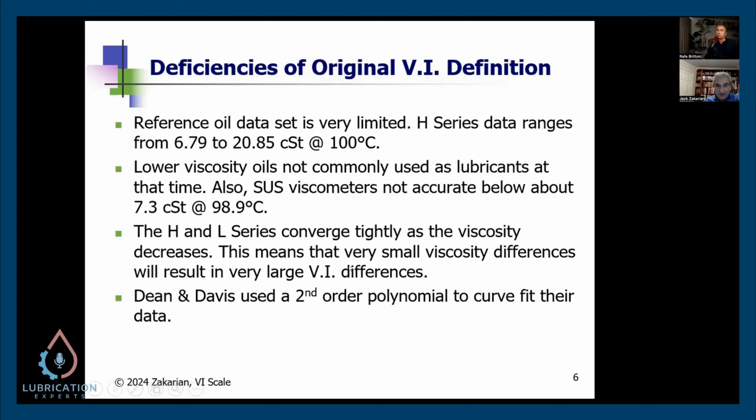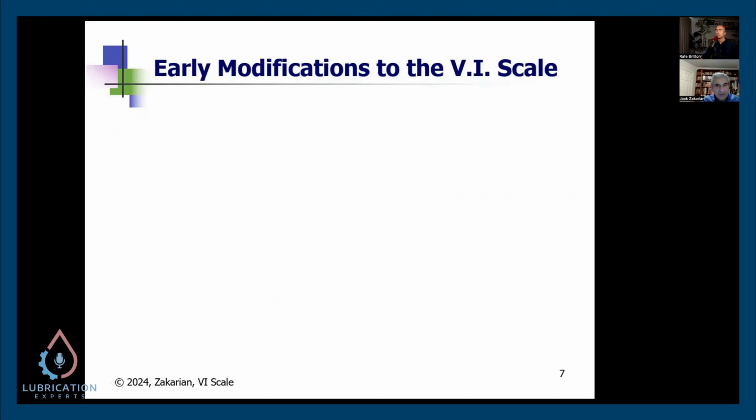And finally, to top everything off, when Dean and Davis decided to extrapolate their curve of the original data, they used a second order polynomial to curve fit the data, and that was a huge mistake. Although at that time, before computers and calculators, it was easier to do polynomial fits than it was to do exponential or logarithmic fits.